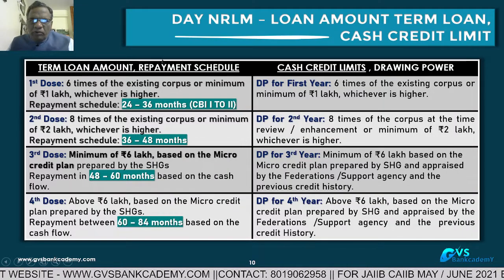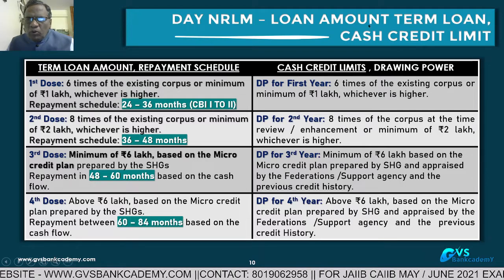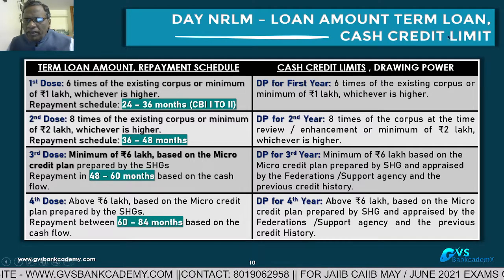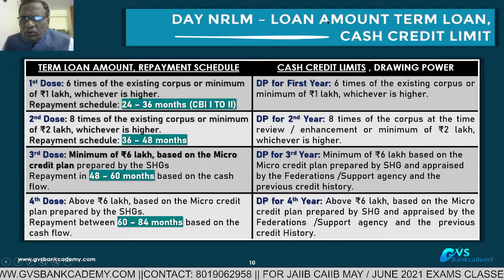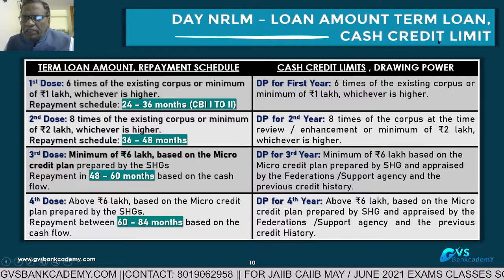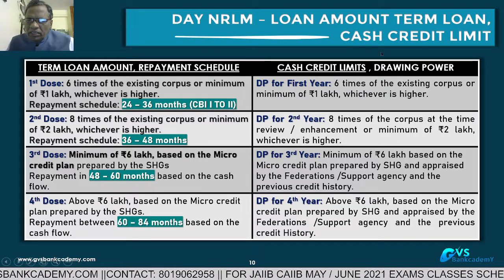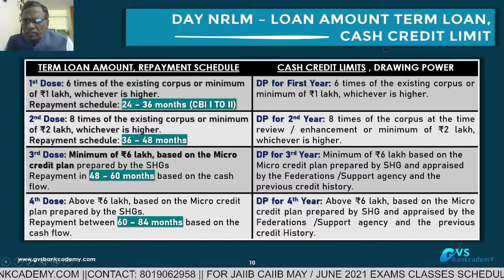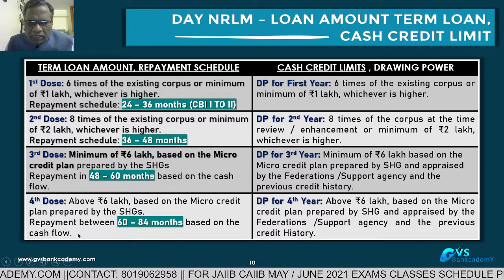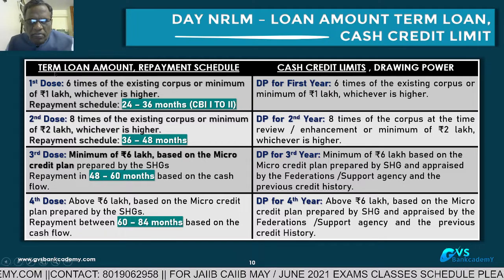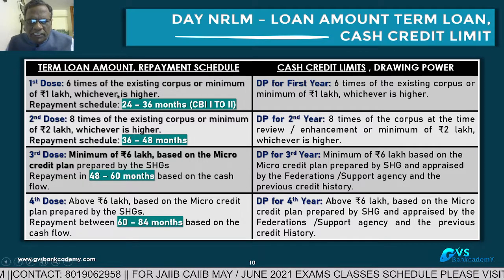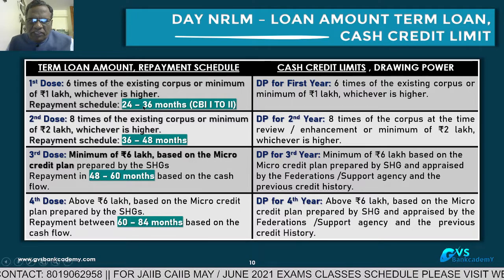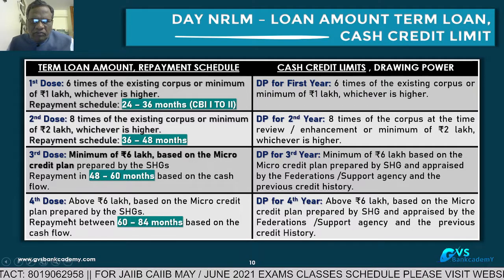Now, loan amount under DAY-NRLM: loan amount in term loan and cash credit limit. Under DAY-NRLM, banks are allowed to give loans in the form of term loan or cash credit based on the SHG's interest. First we will discuss term loan. If you are giving a term loan, there must be a repayment schedule. That's why we are discussing term loan first.